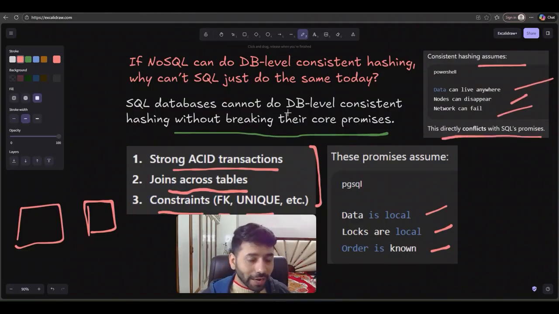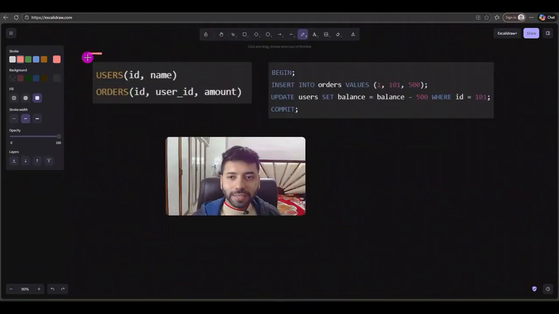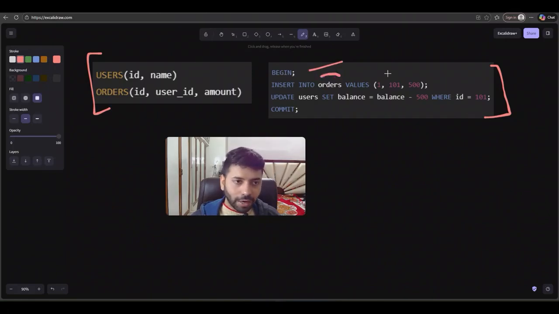So let's try to understand this with an example. Okay, so let's say these two are the tables, the users table and the orders table. First we'll take an example of SQL. We'll do a transaction in SQL. So what are the operations in that? We'll do the begin, we'll do the insert operation in the orders table and put some values in it. Then we will do the update operation on the users table and we will update the balance. Okay, and then we will finally commit. So this is one transaction, so all of the operations will be part of one transaction only.